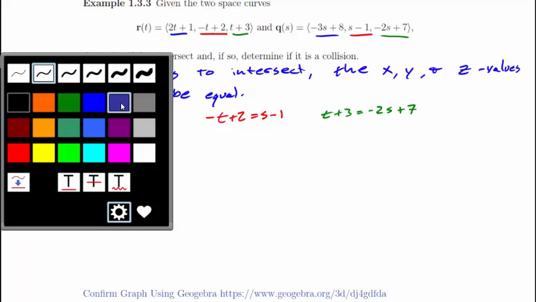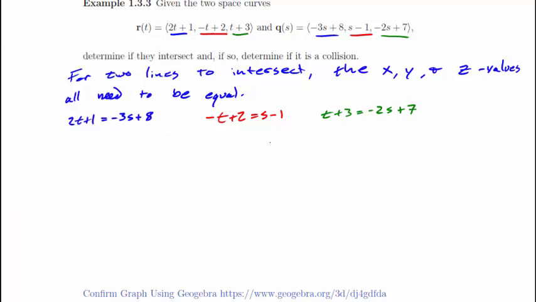So our goal now is to find if all three of these can be equal. I have three equations, two unknowns. For these to intersect, all three equations need to be true. So I'm going to start by solving for either variable in any of these equations. Here I see that it's super easy to solve for s right here. So I'm going to add 1 to both sides and get s equals negative t plus 3.